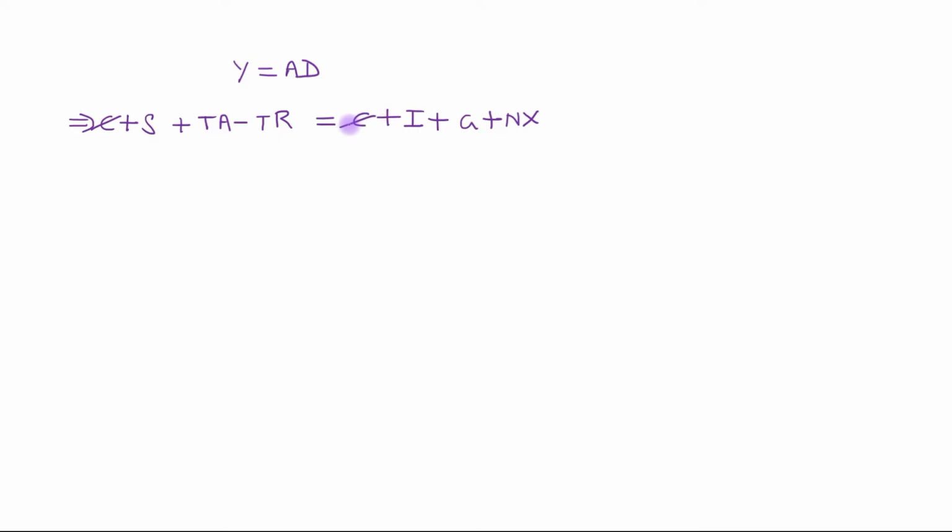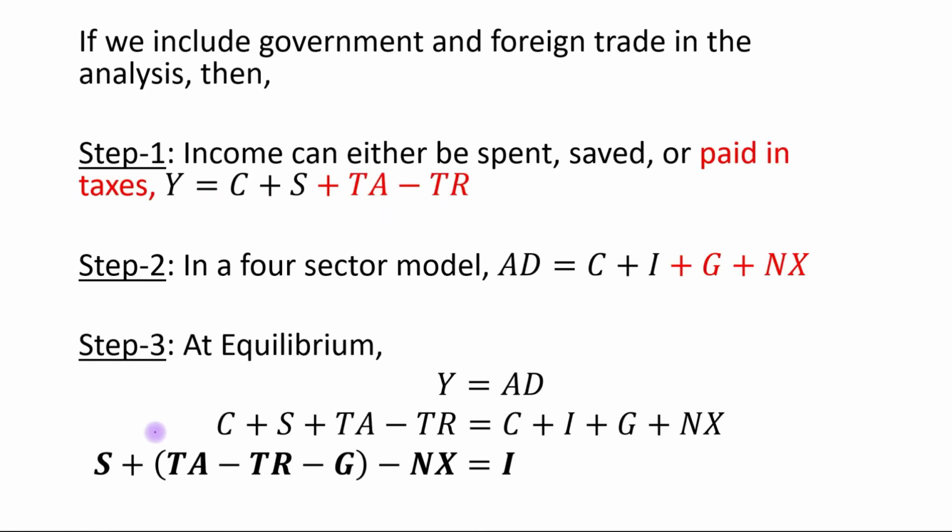These terms will be cancelled out, and now savings plus taxes minus transfers minus government expenditure minus net exports is equal to investment. So you can derive this equilibrium condition, this one. Okay.